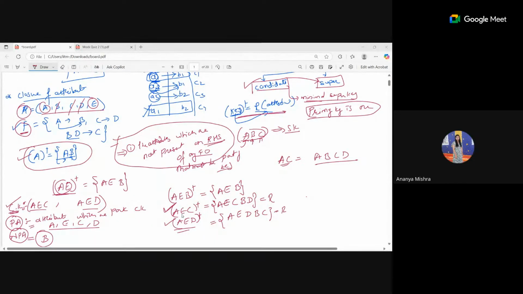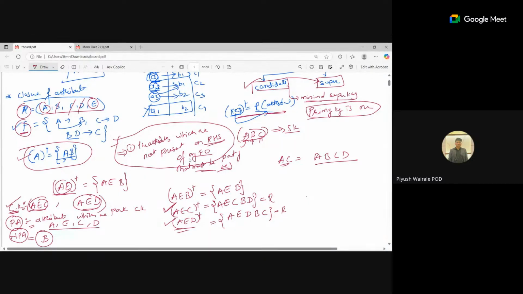Sir, but D is an attribute which is present on the right hand side for C. Will D be a key? No, D is not a key here. The combinations AEC and AED are keys, right? Yes, sir. So what I said, the attributes which are not present must be part of the candidate key. Attributes which are present can also be part of a candidate key, but here it must be.